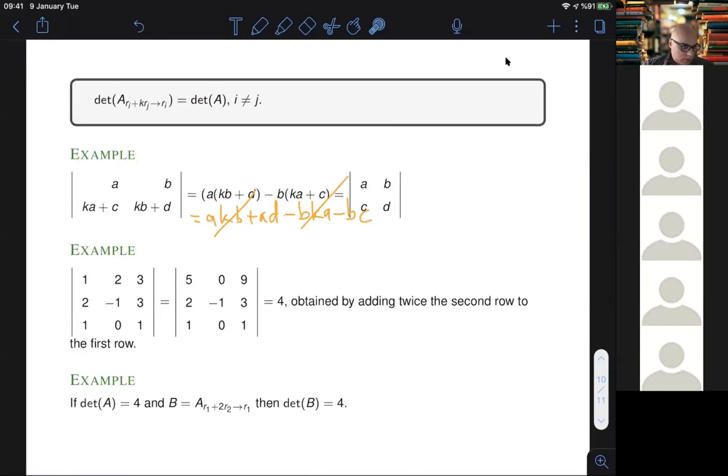So for example, if I have this determinant and I do this type of elementary row operation on that matrix, then the determinant won't change. Okay.